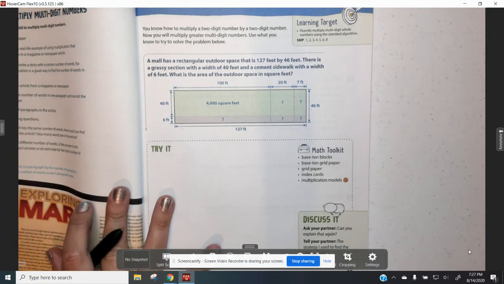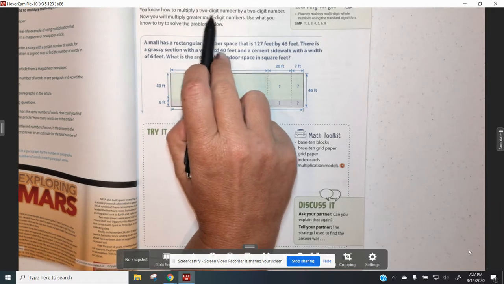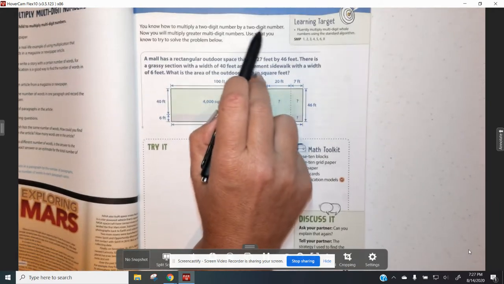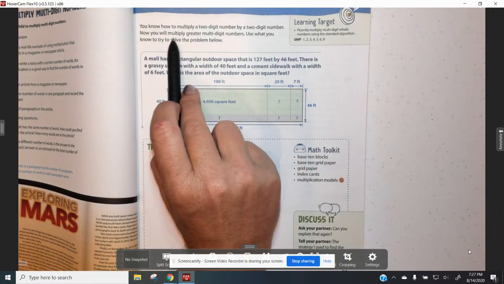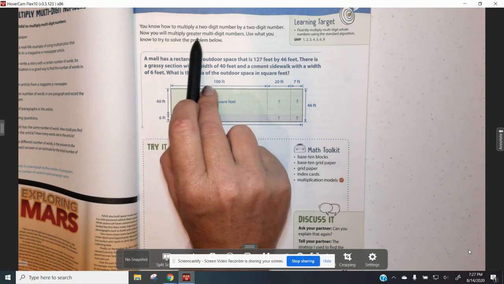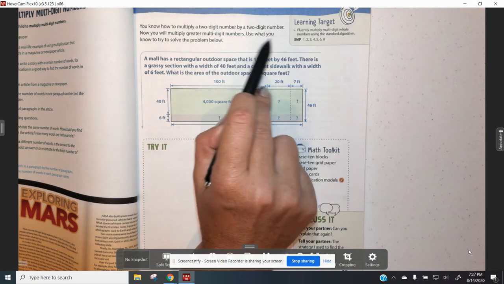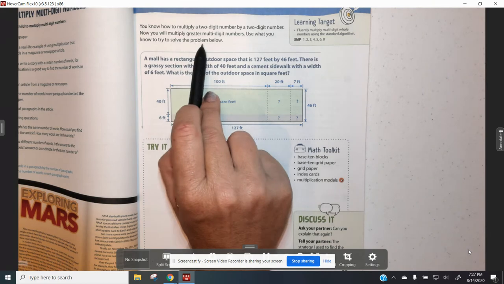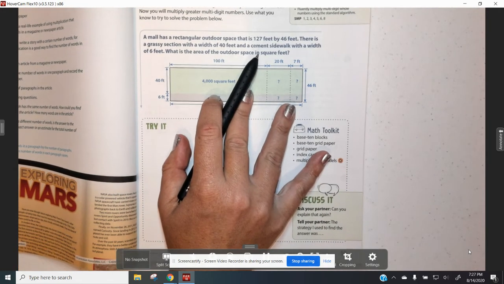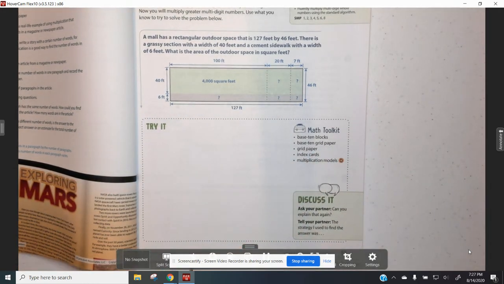All right, so you know how to multiply a 2-digit number by a 2-digit number. Now you will multiply greater multi-digit numbers. Use what you know to try and solve the problem below. So remember, we always ask ourselves 3 questions. The 3 questions are, what is the problem about? What are we trying to find out? And what is the important information?